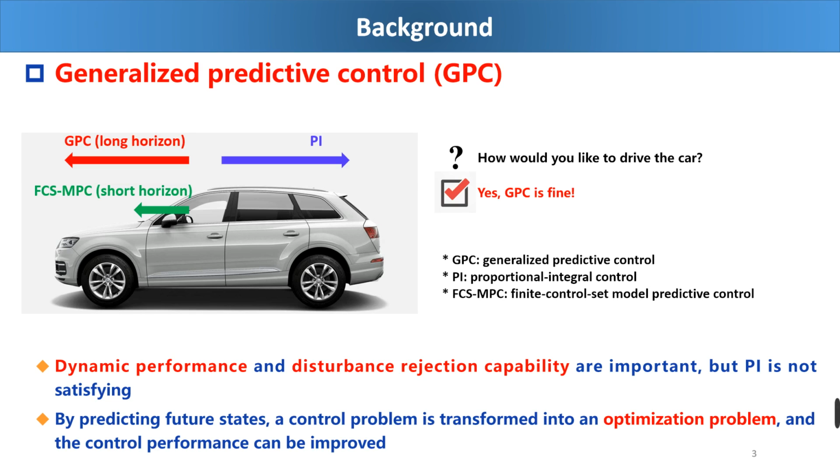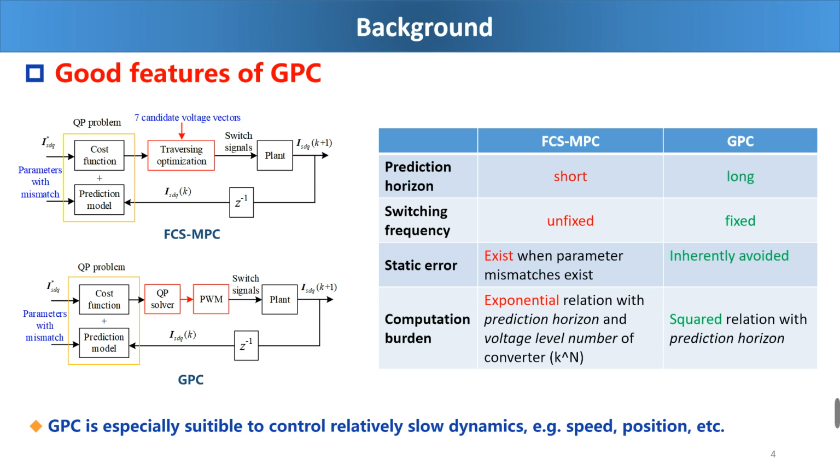So the GPC as well as other MPC types, they usually have better dynamic performance and disturbance rejection capability than conventional PI. So the reason is that by predicting future states, a control problem is transformed into an optimization problem, and the control performance can be improved. So here is the comparison between GPC and the widely used FCS MPC. So we will show some good features of GPC.